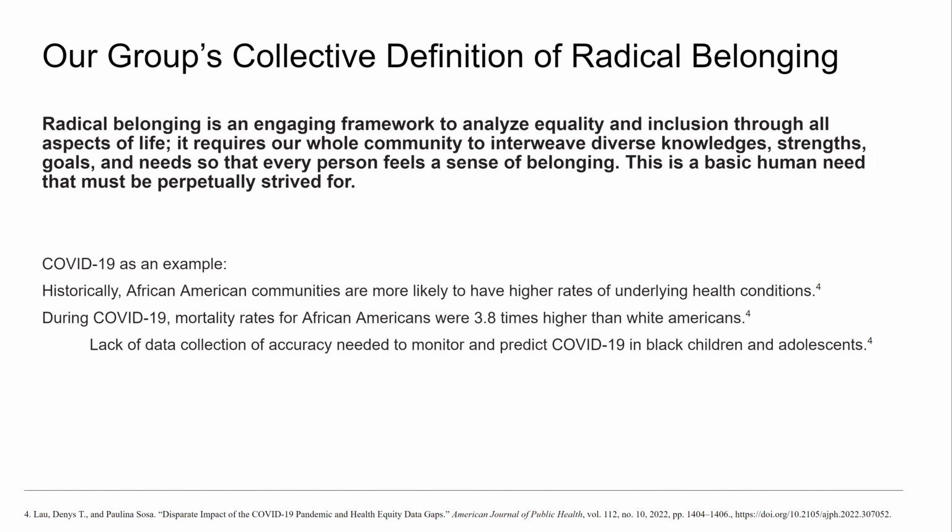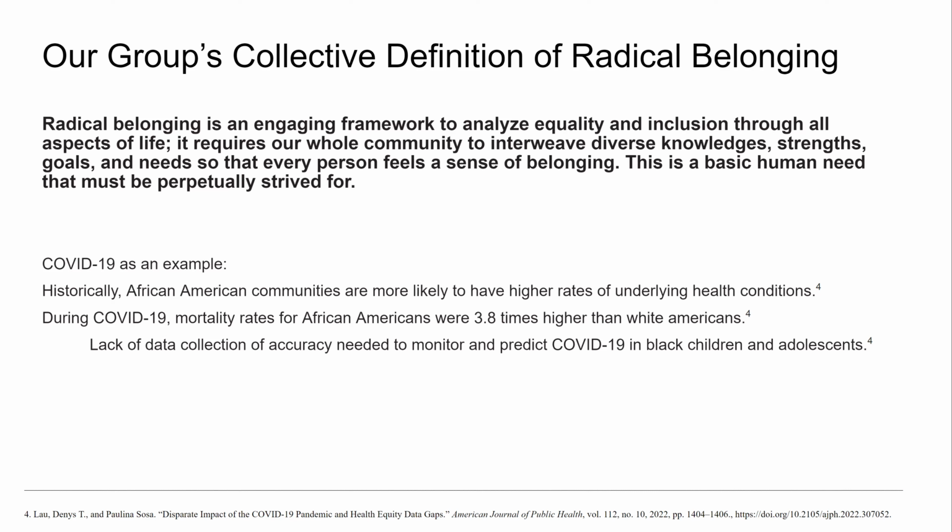So our group came up with this collective definition of radical belonging. Radical belonging is an engaging framework to analyze equality and inclusion through all aspects of life. It requires our whole community to interweave diverse knowledges, strengths, goals, and needs so that every person feels a sense of belonging. This is a basic human need that must be perpetually strived for. So it's something that we can never fully achieve. It's something that we have to keep working at constantly.